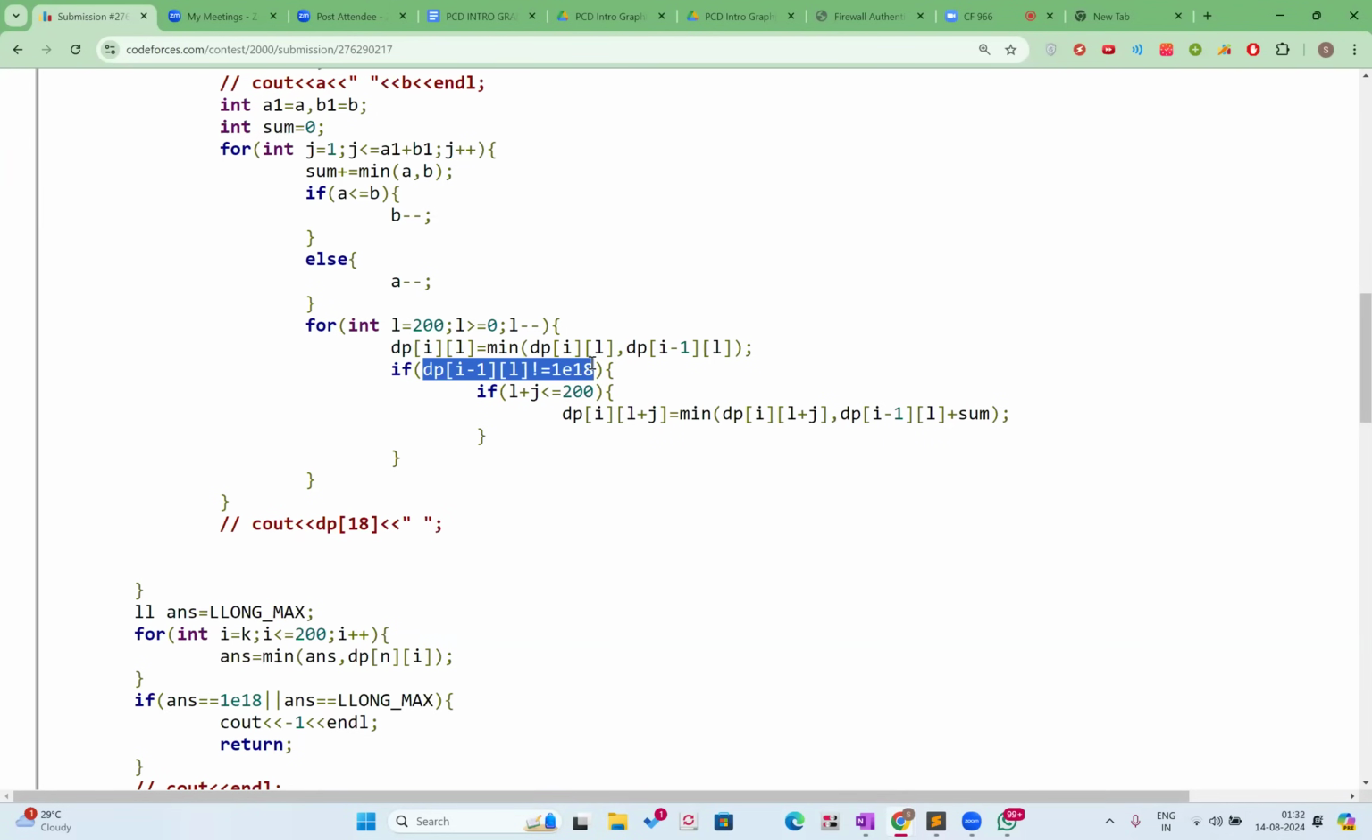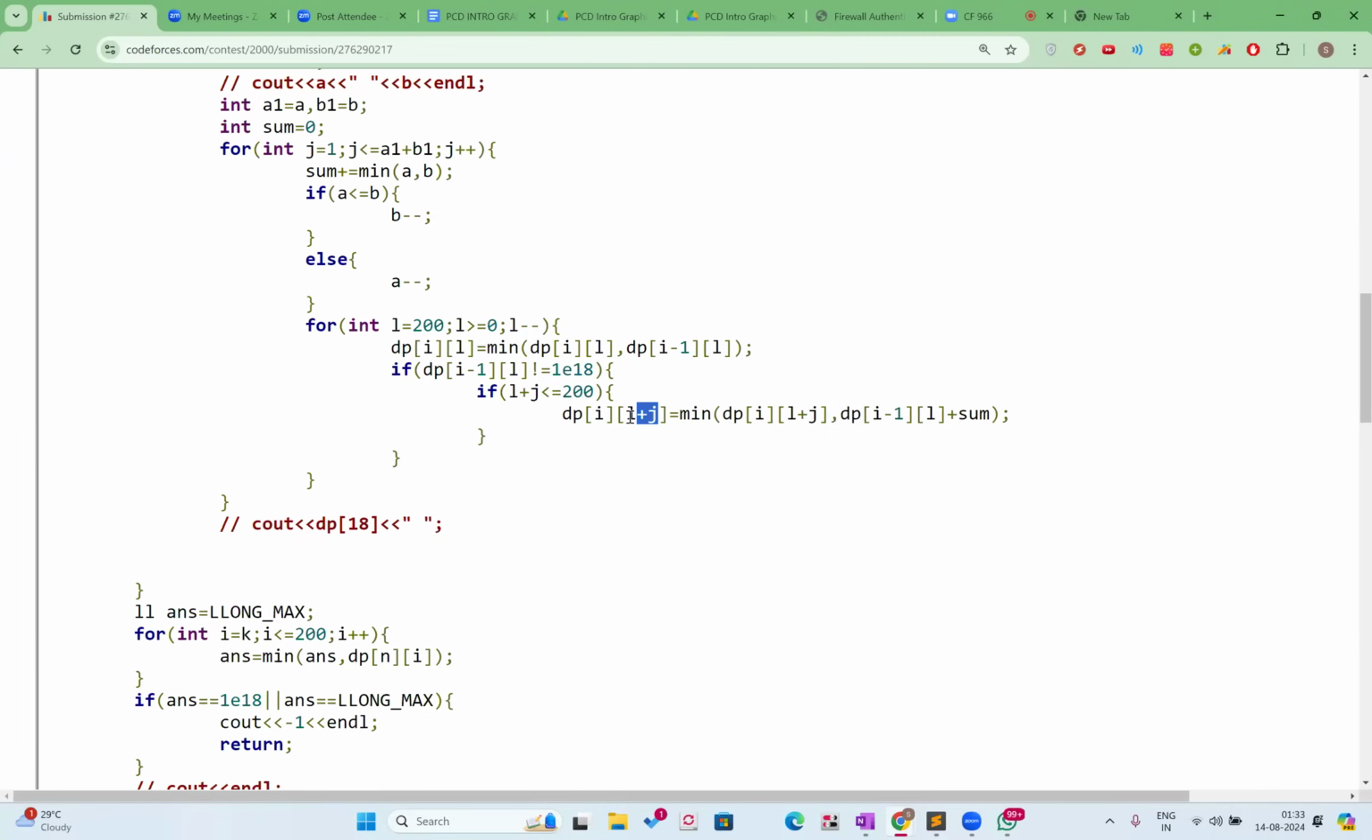Correct. So if that was possible, then L plus J is also possible because I am taking J from this. L plus J is possible. L was possible till I minus 1, so till I, L plus J will be possible. If I take J from this ith thing, then till I, L plus J is possible.